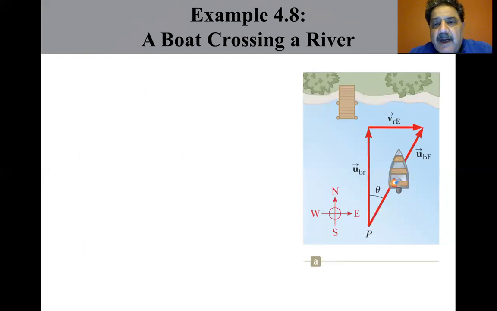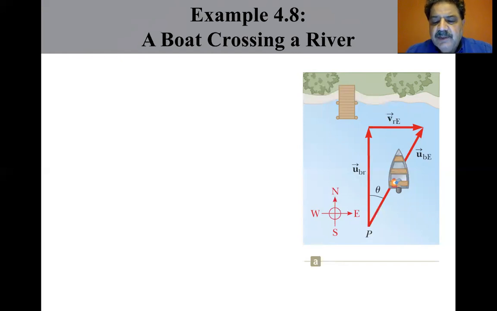Okay, let's analyze this. We know UBR, the velocity of the boat relative to the river, and VRE, the velocity of the river relative to the earth. What we must find is UBE, the velocity of the boat relative to the earth. The relationship between these three quantities is UBE equals UBR plus URE. You can just see that from the vector addition.